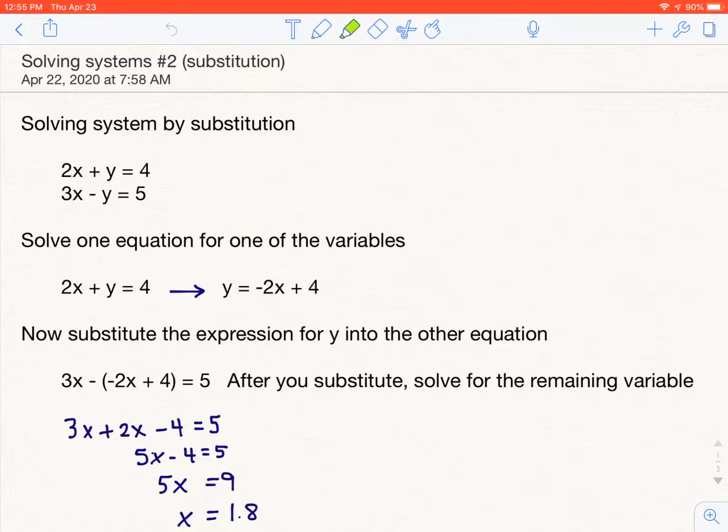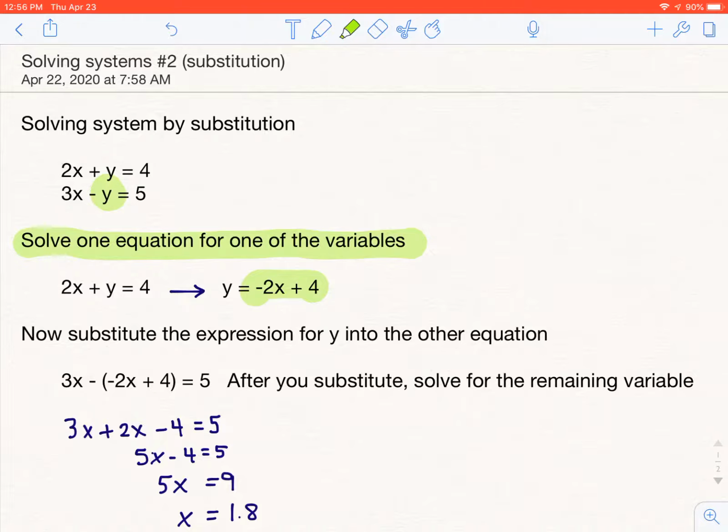The first thing we have to do is solve one equation for one of the variables. I took the first equation in that list, 2x plus y equals 4, because when I subtract 2x from both sides, I already have y equals, so I don't have to work too hard. Since I used the first equation to solve for y, I have to plug this y, this negative 2x plus 4, into the y of the other equation.